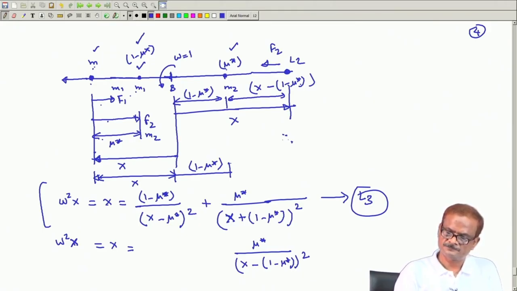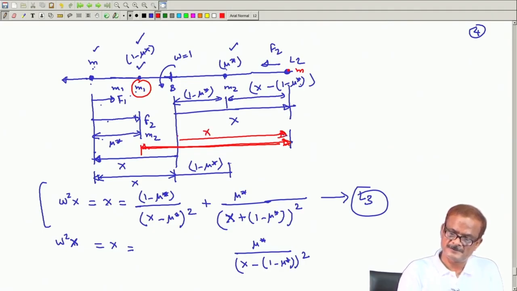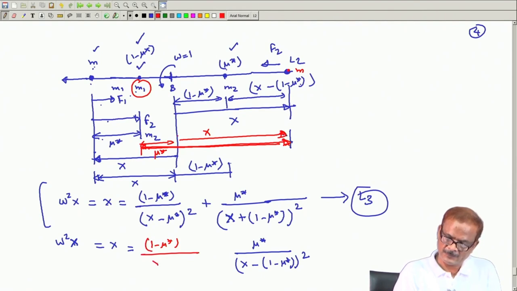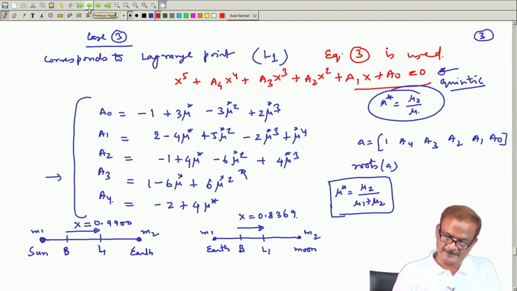So, F 1 all the way from this place to this place we have to write, because of the m 1. So, we have to write the force acting on this m because of this m 1. What is the distance from this place to this place? From the barycenter, this distance is x and this distance is mu star. And therefore, we can write immediately 1 minus mu star divided by x plus mu star whole square, and this is for your L 2, and you check whether it is correct or not.